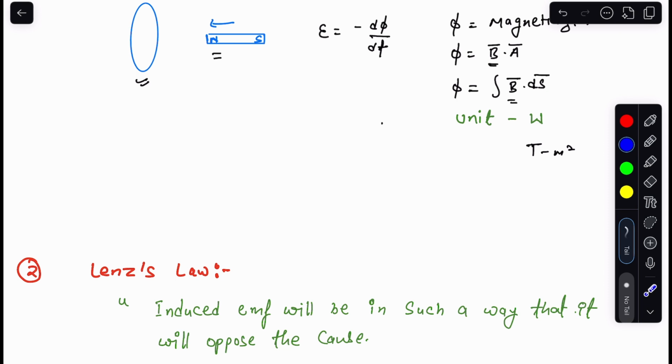now this current which is generated, let's relate this current to the previous chapter. If this current is generated, then it will create an induced magnetic field. Now this induced magnetic field in the circuit will be in such a way that it will oppose whatever the cause is for this generation, right? So in basic terms we can say that the induced EMF will be in such a way that the magnetic field which is induced because of that will oppose the cause.